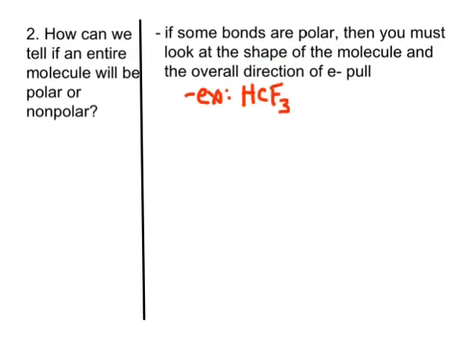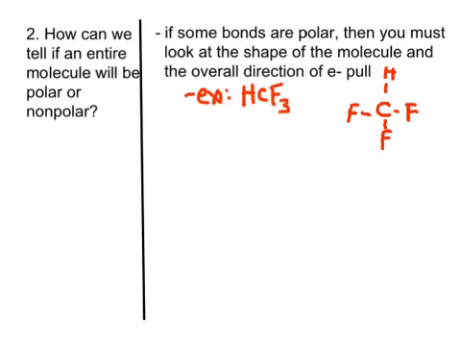All right, we're going to take a look at another example to see how this works. So our next example is HCF3. This molecule will look like this. Carbon will be in the middle since it makes the most number of bonds, and it's going to have 4 bonds, 1 to an H, and 3 to 3 fluorines. So it'll look like this.